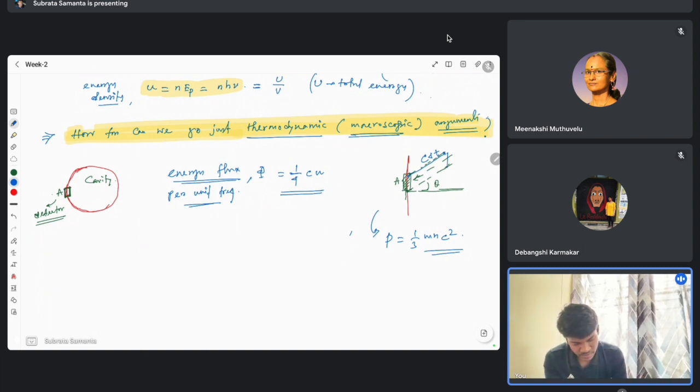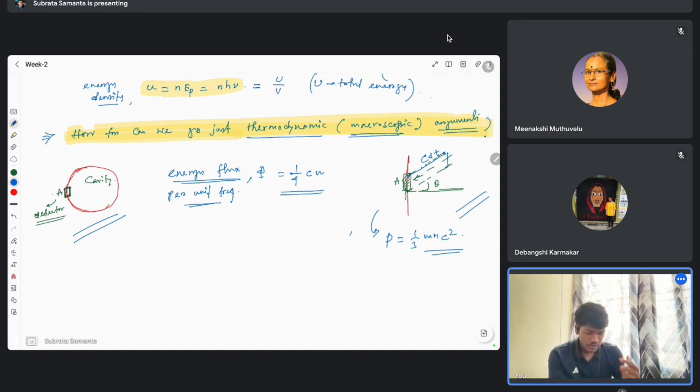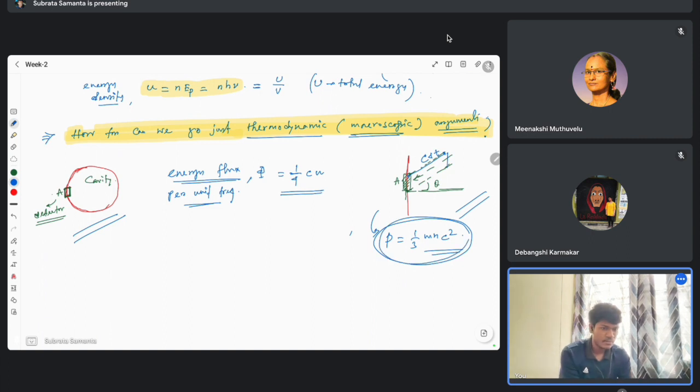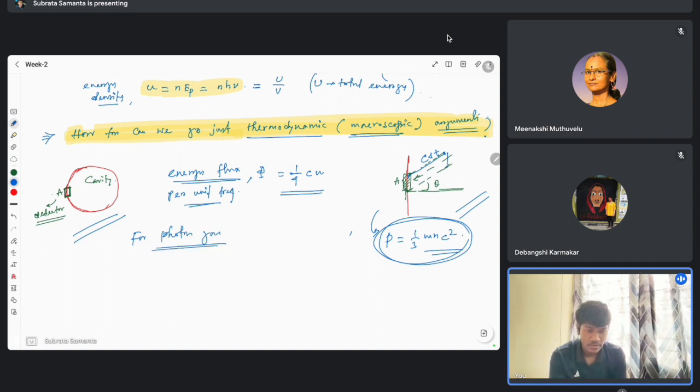So the situations are similar here and here. It looks like a photon gas inside the cavity, and this comes from the kinetic theory of gases. There we considered a perfect gas hitting the walls and calculated the pressure, one-third m c squared. Now we apply this to the photon gas. But the photon gas is not an ideal gas, not a perfect gas.